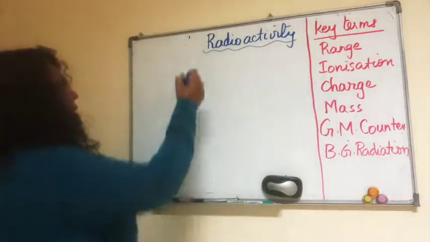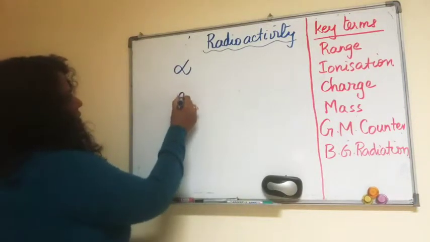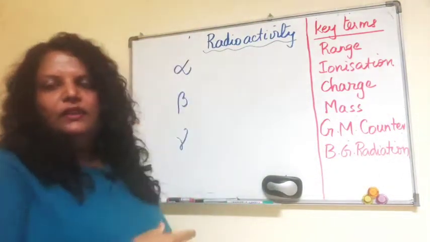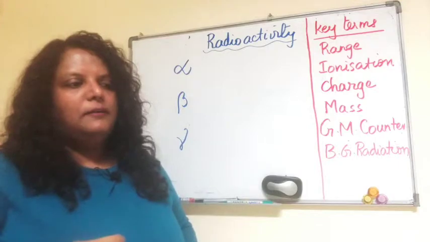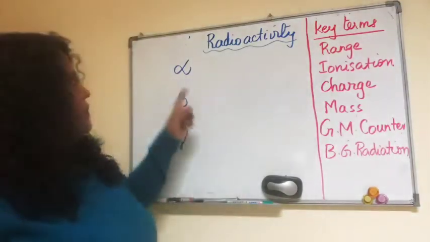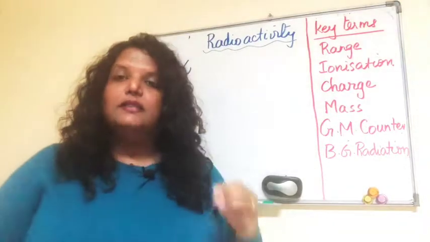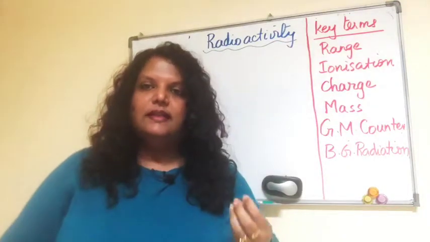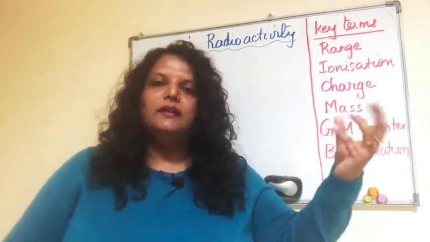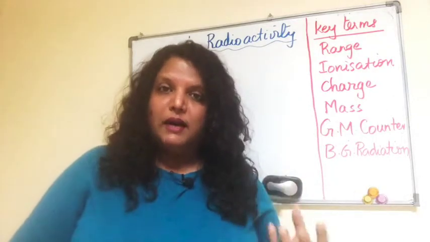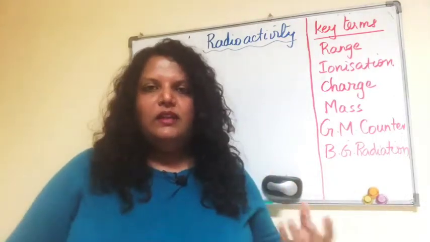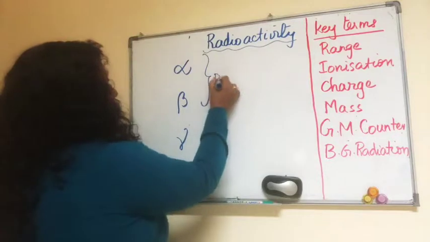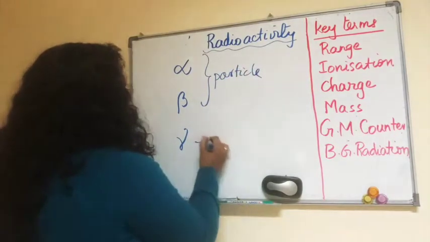Now, alpha, beta and gamma each have their own symbol. As I said, these three have differences in terms of their properties, characteristics, etc. We'll see that. Now, alpha and beta are charged particles. Gamma, we say, is uncharged or neutral, and it's a radiation. So what's the difference between a particle and radiation? When it is a particle, it has mass. But radiation does not have any mass. It's just an electromagnetic radiation. So these two can be termed as particles, and this will be termed as radiation.